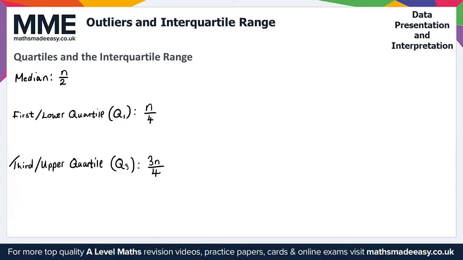And finally, we can define the interquartile range here. I'm going to call this IQR. So this is the interquartile range. And to calculate the interquartile range, we do the upper quartile, Q3, minus the lower quartile, Q1. And that simply gives us the interquartile range. So that gives us everything we need for quartiles and the interquartile range.